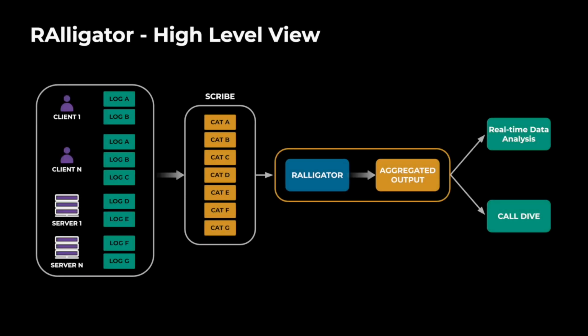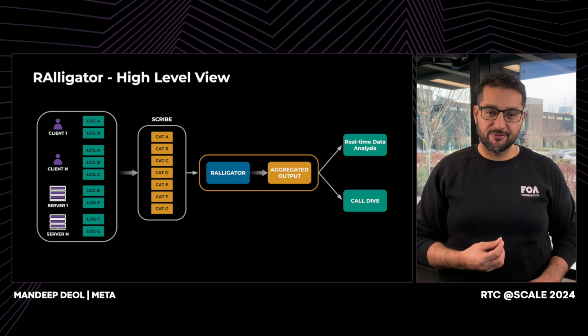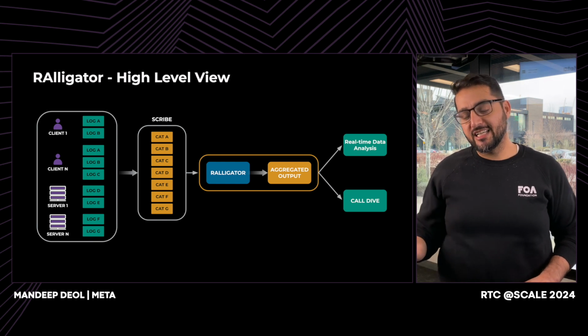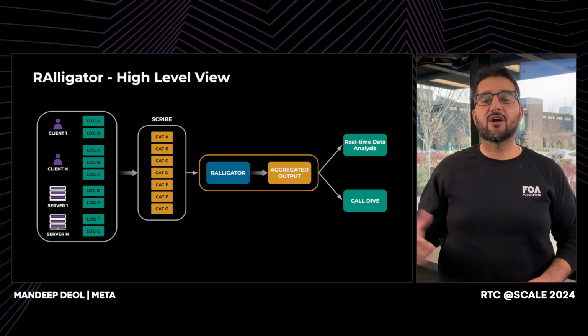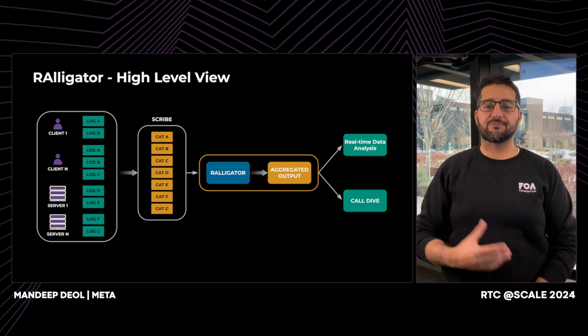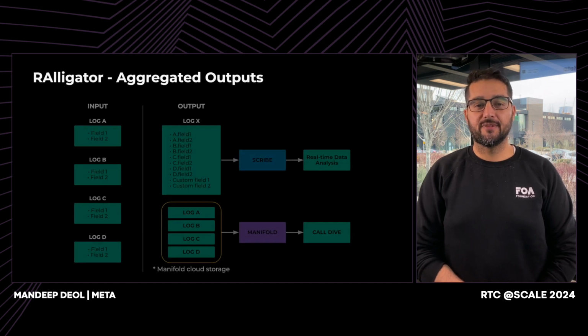This is a high-level view of RAlligator. Of course, we didn't want to go and change all of the existing infrastructure, and we wanted to leverage whatever common infrastructure we had as much as possible. So RAlligator fits in right behind Scribe. It's just another consumer, and it can read data from Scribe, and it can generate aggregated outputs for both CallDive and our real-time data analysis tooling. So what do I mean by aggregated output?